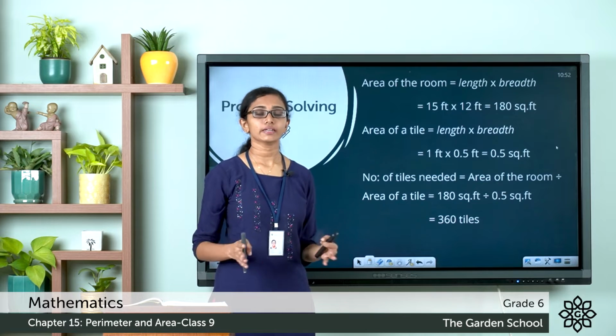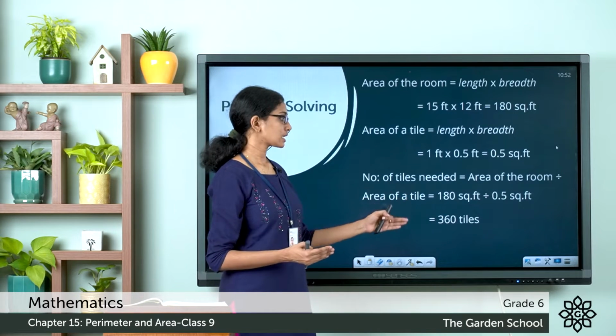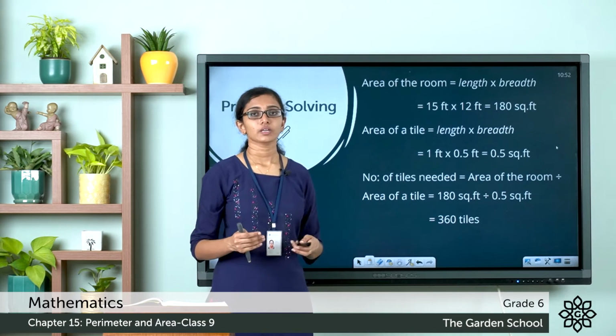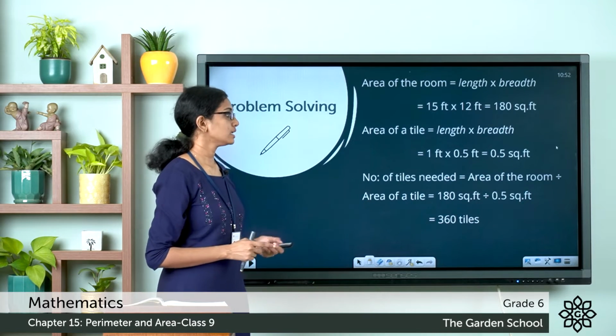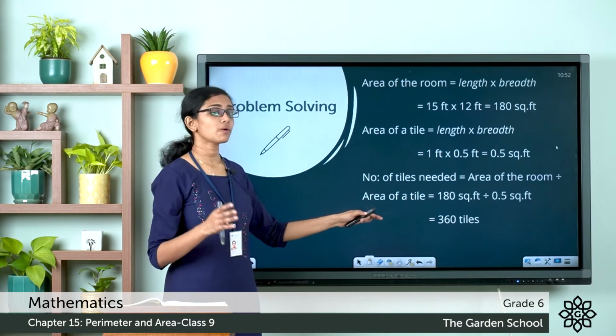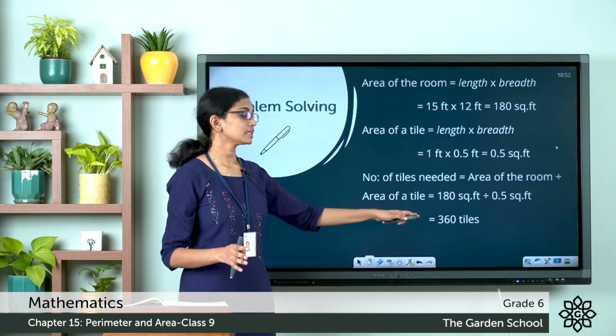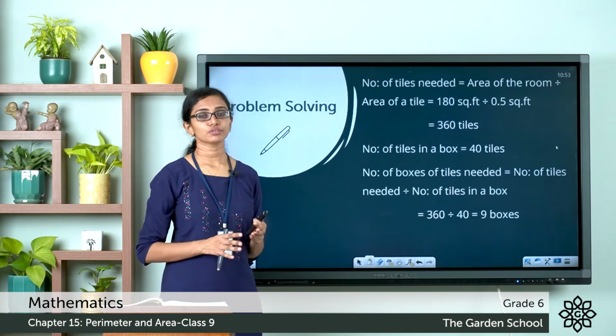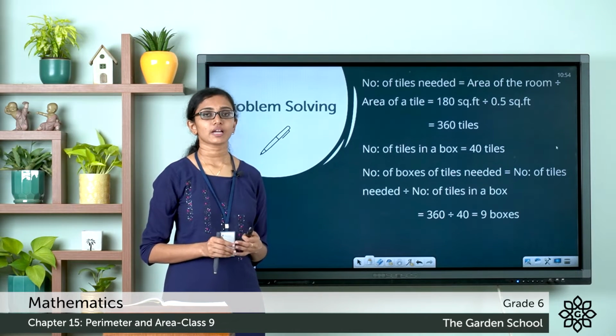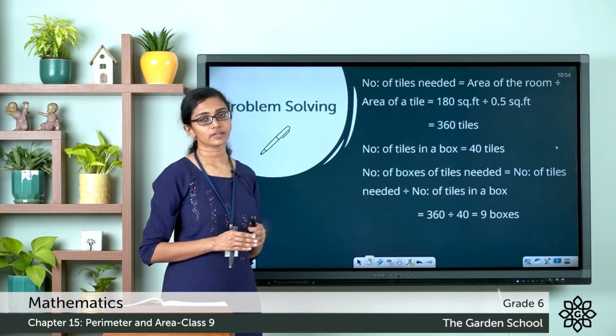So to cover this entire floor, we need 360 tiles in total, and we are given one box of tiles contains 40 tiles, and we need to find out how many boxes it will be if we need 360 tiles. So now we know the total number of tiles needed is equal to 360 tiles. The number of tiles in a single box is equal to 40 tiles.